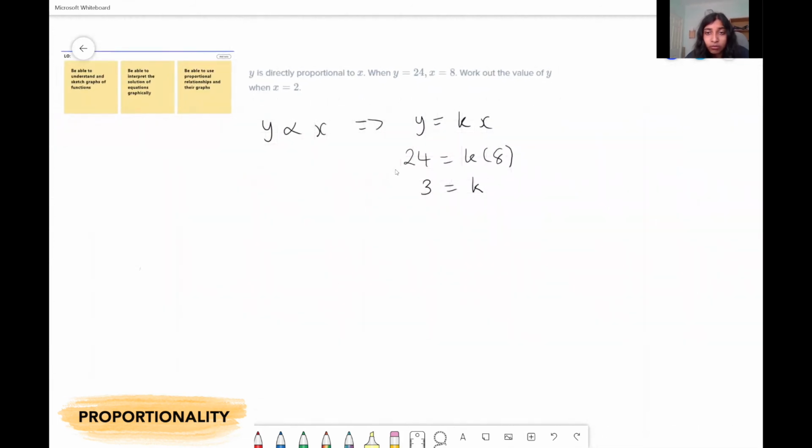So then the graph would look like, if you have x on this and y here, it will just be something like this, which is y equals 3x. And then we want to work out the value of y when x is 2. We just say that y is equal to 3 times x. We just sub in, k is 3, and that's just equal to 6.